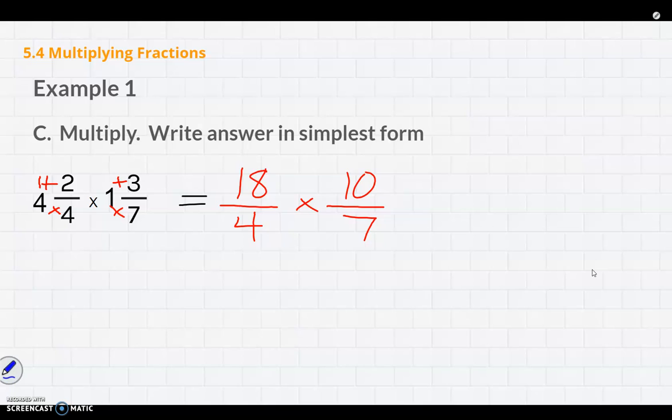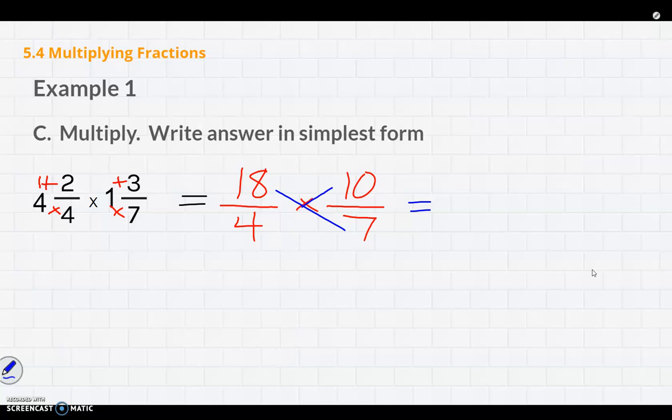And we are ready to cross-reduce first. So we can look at 18 and 7. Do they have any factors in common, or can I divide them by the same number? Well, the only things that I could divide 7 by are 1 and 7. And I cannot divide 18 by 7. And again, dividing by 1 won't really make a difference. So no, I cannot reduce those anymore.